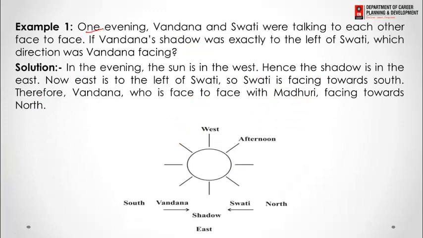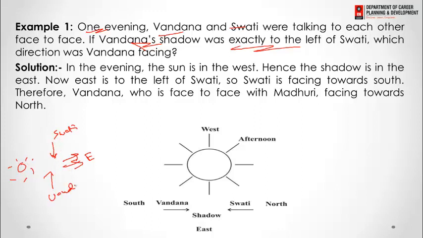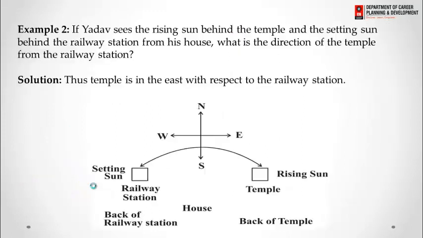Now here we have the example that one evening Vandana and Swati were talking to each other face to face. Like this, two persons talk to each other face to face, and it is evening time. That means the sun is toward the west side and the shadow is toward the east. Now the question says Vandana's shadow is exactly to the left of Swati. If the shadow is to the left of Swati, it means Swati is facing toward south. If Swati is facing toward south, then obviously Vandana is facing toward north. Hence the answer is that Vandana is facing towards the north direction.